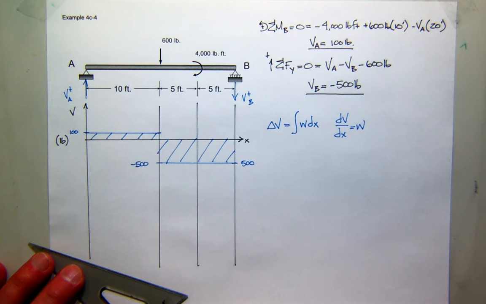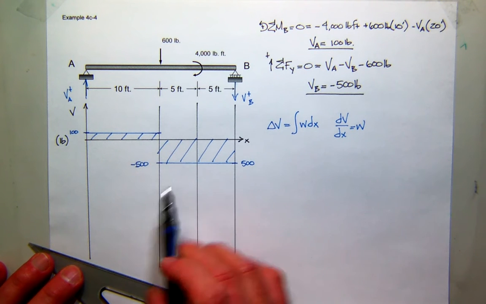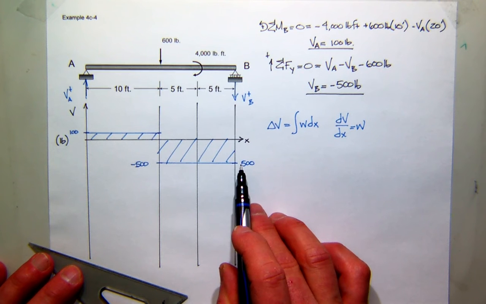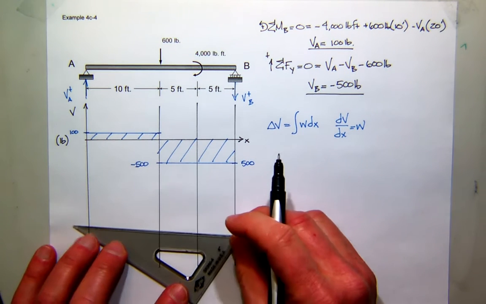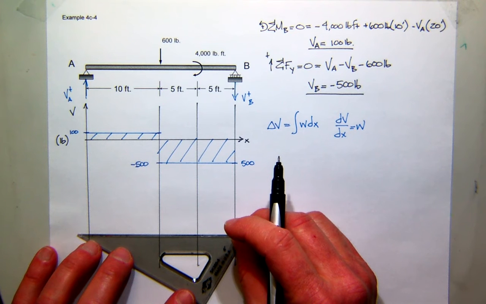Maximum shear in the beam, minus 500 pounds. And it occurs anywhere on the last half. That looks pretty good. So let's do our moment now.